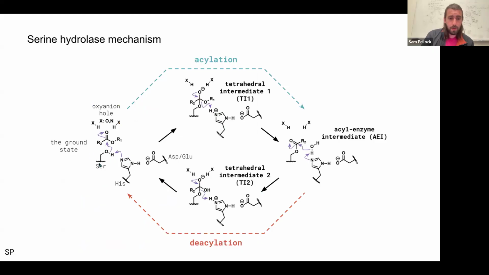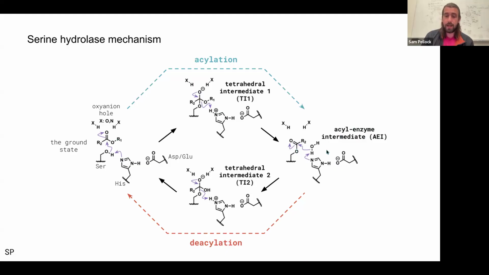And this will be helpful throughout the talk, so I'm going to step through the mechanism. The mechanism starts with histidine acting as a base to deprotonate serine, which acts as a nucleophile to attack the carbonyl carbon of this ester. This forms the first tetrahedral intermediate, and then histidine, once again, now acting as an acid, protonates the leaving group. This intermediate collapses to form the acyl enzyme intermediate. And so this first half of the reaction we call acylation.